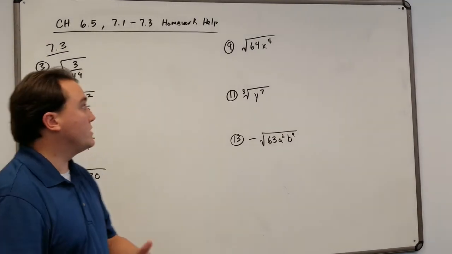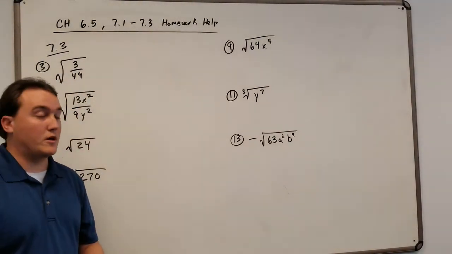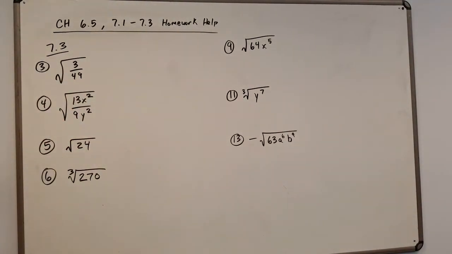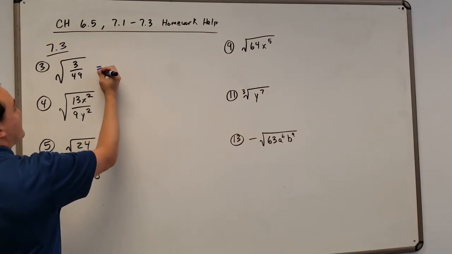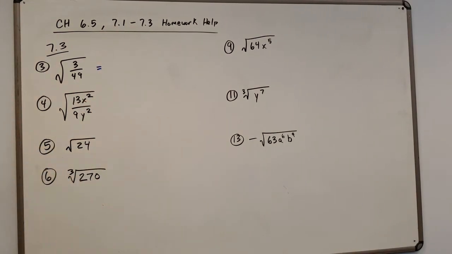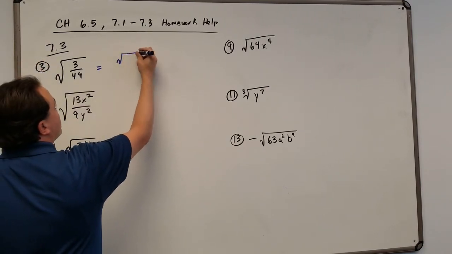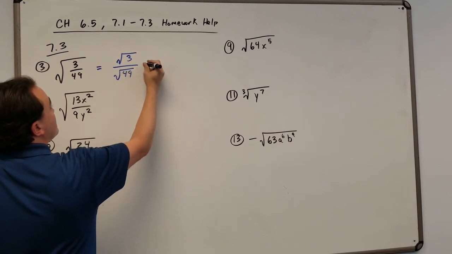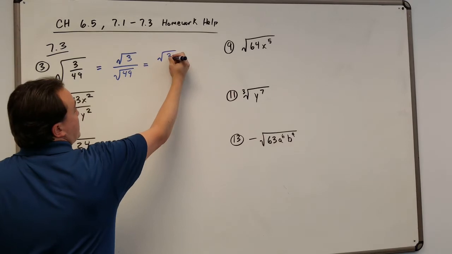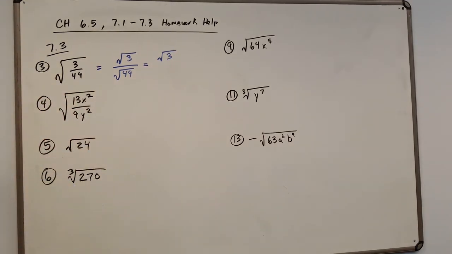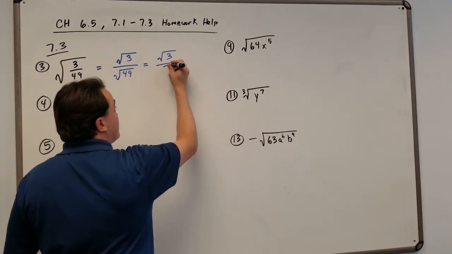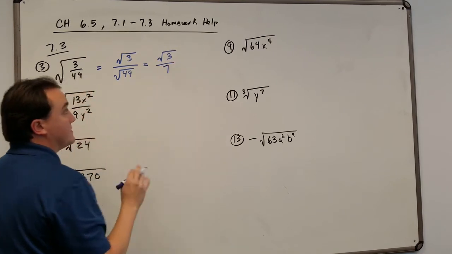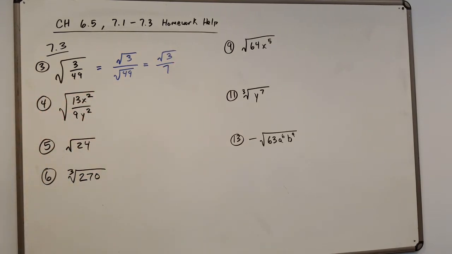Okay, so in chapter 7.3, these were the homework problems that you guys gave me. So what you want to do, say for number 3 on your homework, if you have two things in a radical, what you're allowed to do is break it up into two radicals. Square root of 3, you can't do anything with. That stays. Square root of 49, though, is 7. That's it. Easy enough, right?